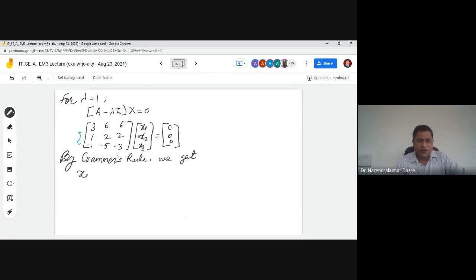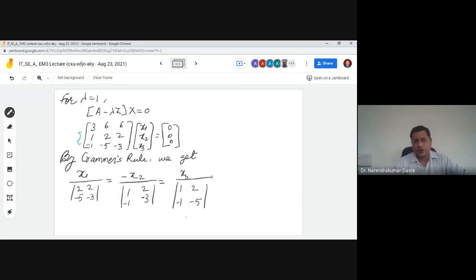So here the components are x1, x2, x3. So we have x1. And now when you write x1, that means we have to omit the column of x1. So it becomes 2, 2, minus 5 and minus 3. And then the second component is minus x2, and here we will have 1, minus 1, 2, minus 3. Then the third component x3, where we have 1, minus 1 and 2, minus 5. This way we are able to use Cramer's rule for the last two equations.